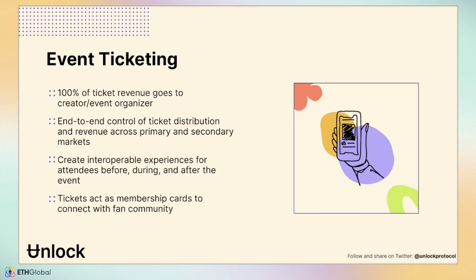Let's dive deeper with some more specific use cases. So for ticketing, based on how the protocol is deployed right now, 100% of the ticket revenue goes to the creator or the event organizer. It's not like the platform would take a cut here. The organizer fully controls the ticket distribution, and if they want, fully controls potentially the secondary market. They can avoid transfer, or they can require transfer to go to a specific clearinghouse for these to happen.